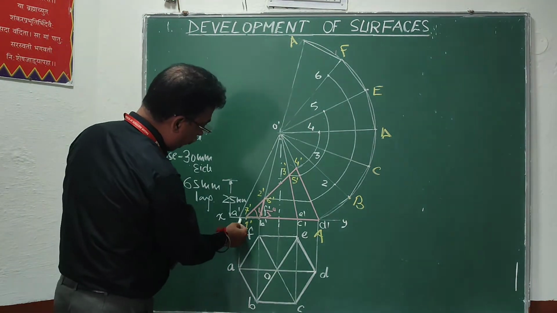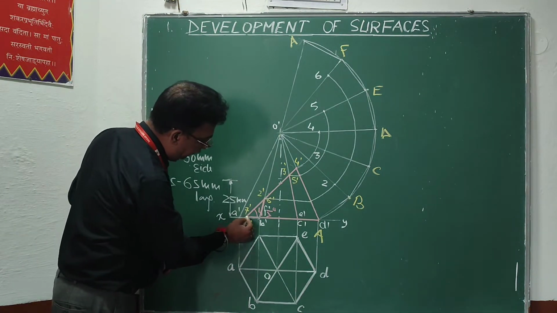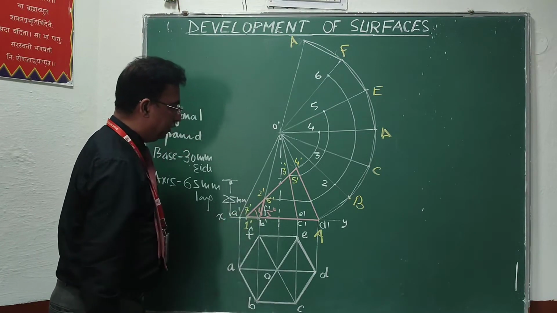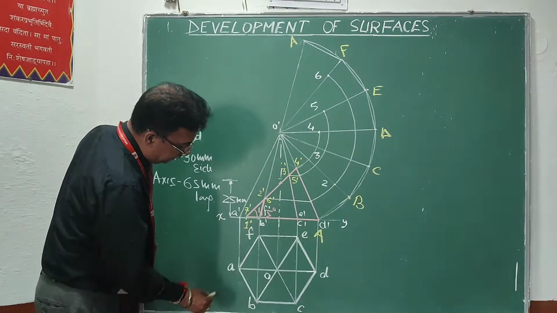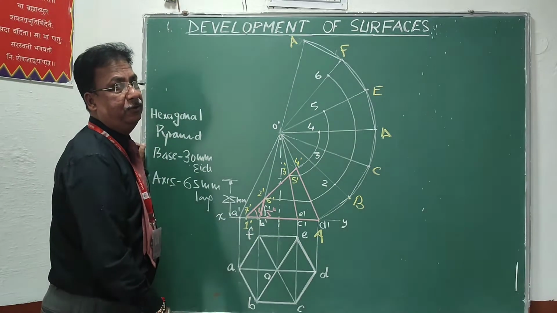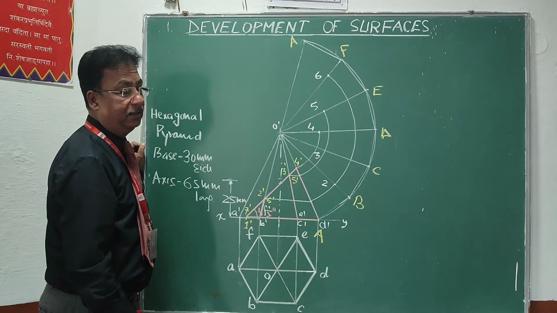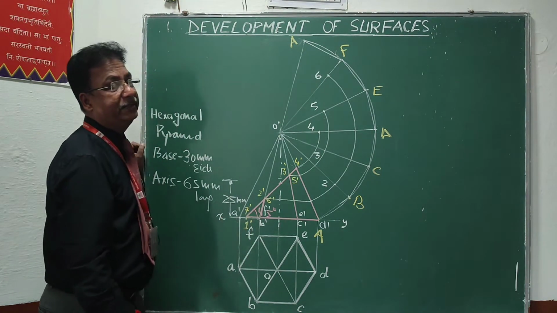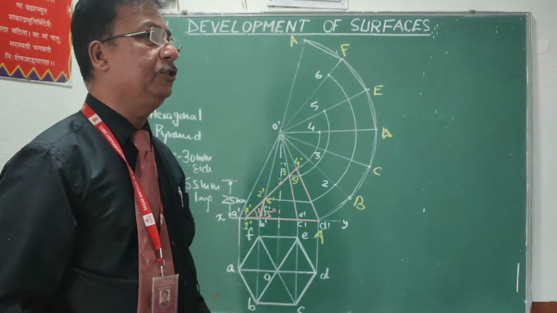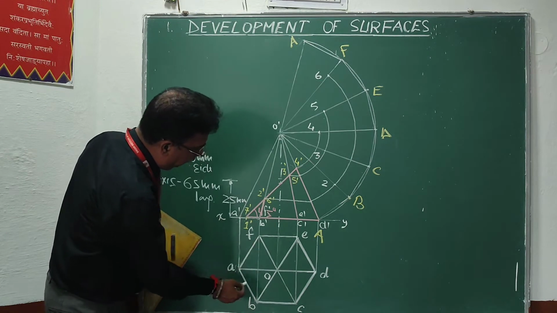Now these 2 points, 1 dash and 7 dash. If you carefully look, 1 dash is on the line A dash B dash, and 7 dash will be on the line A dash F dash. These 2 lines are inclined to VP. So again in the front view we are not getting the true length of these lines. It means the distance of A dash 1 dash is not the true distance. Same way the distance of A dash 7 dash is not the true distance. So we will shift these points to those views where we get the true length of AB and AF, and that will be in the top view.